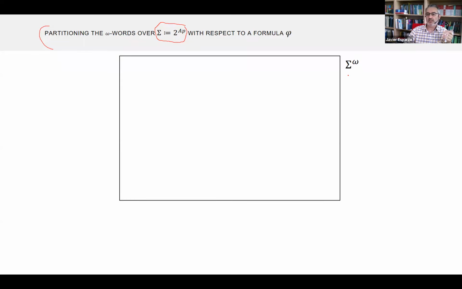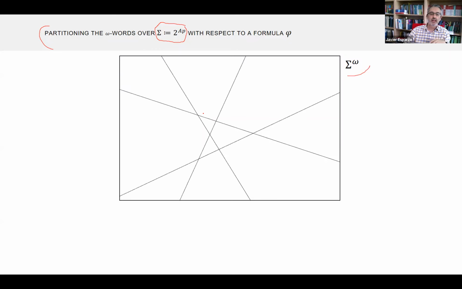So this is Sigma omega, and then we are going to partition. And how are we going to partition? Well, let us introduce the definition. Take a word w, okay? And consider the U subformulas, the until subformulas of phi. And then, this word is infinite, right?